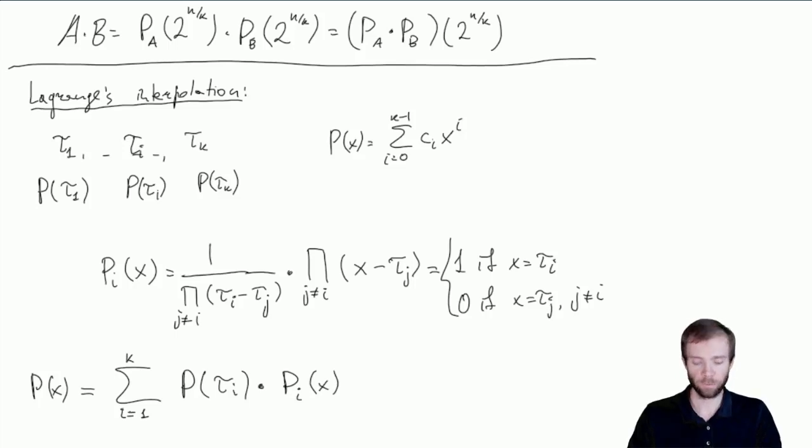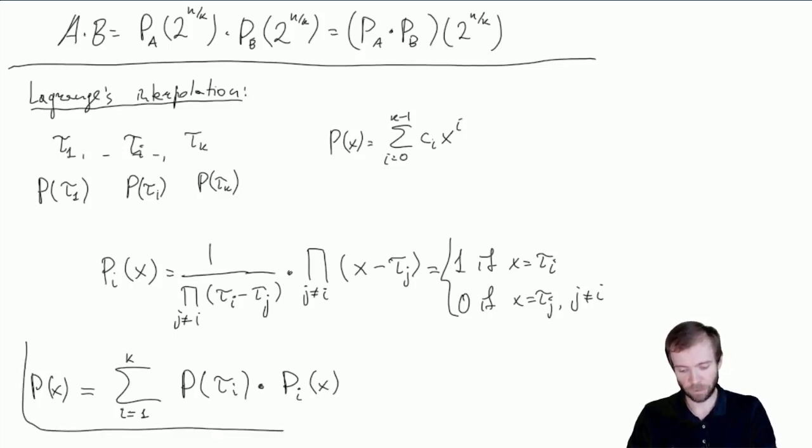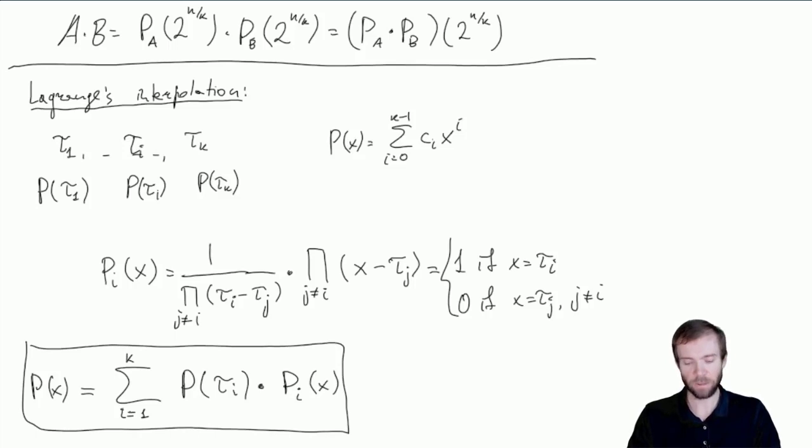And the polynomial p of x that we obtain using this formula is uniquely determined, because we cannot have two different polynomials that have the same set of values, assuming that the number of points that we're considering is equal to the number of coefficients. So our polynomials have degree less than k.